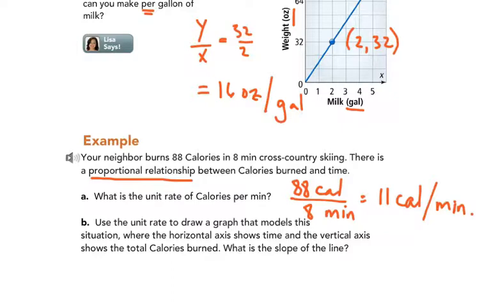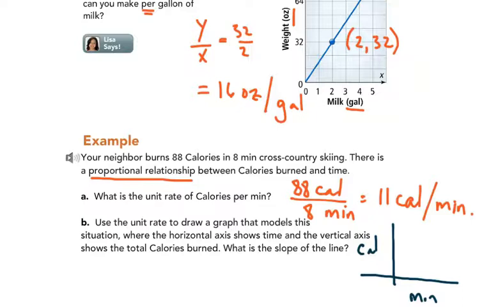Part B says to use the unit rate to draw a graph that models this situation. The horizontal axis shows time, and the vertical axis shows the total calories burned. And then they ask what the slope of that line is. So if we draw a set of axes here, the horizontal axis is time, so I'm going to say minutes, and the vertical axis is calories.